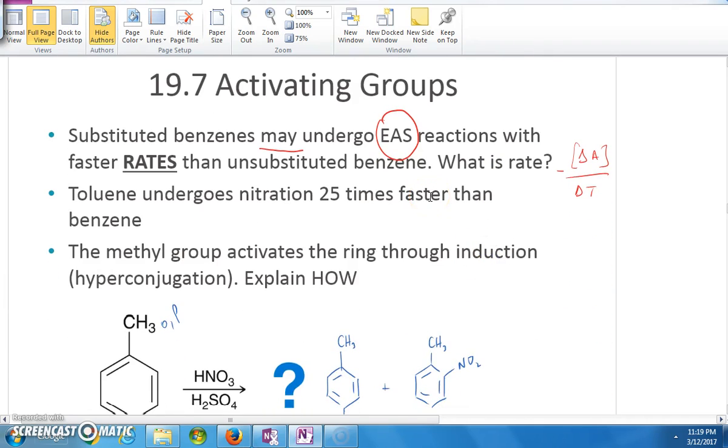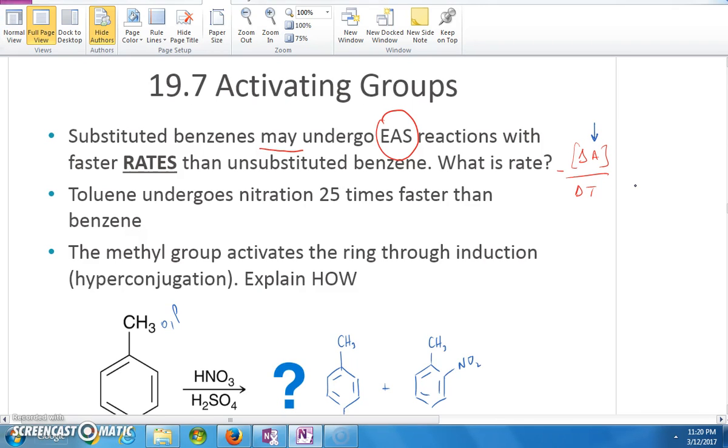Substituted benzenes may undergo electrophilic aromatic substitutions with faster rates than unsubstituted benzene. What's the rate? Of course, we know the rate is the change of reactants per unit time. How does the concentration of the reactant change over time? So the change of the reactant, say reactant A, over a given time T, so it's delta A over delta T.